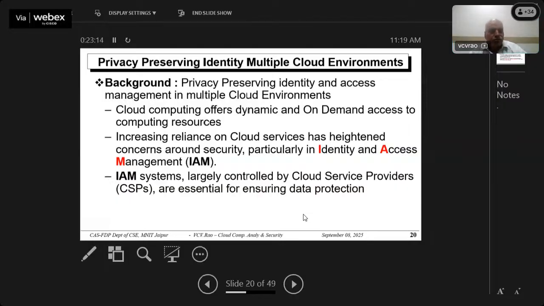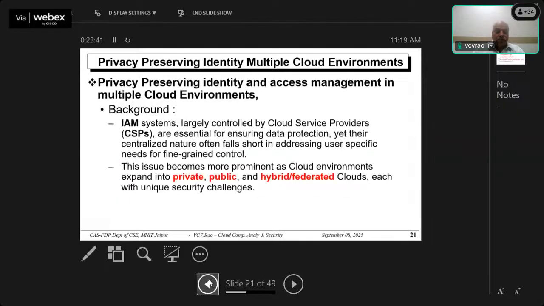On-demand access to computing resources and increasing reliance on cloud services has put more seriousness on security, particularly identity and access management, IAM actually. This is also controlled by the cloud service provider, and we should understand this one also. Normally, when you have private, public, hybrid and federated clouds, each has its own unique challenges. Then how do we address them?